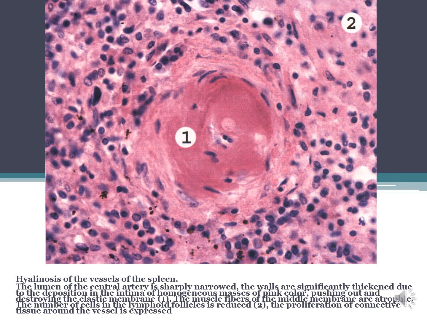Here we see number 2. And proliferation of connective tissue around the vessel is expressed. Here you see the connective tissue around the vessel.